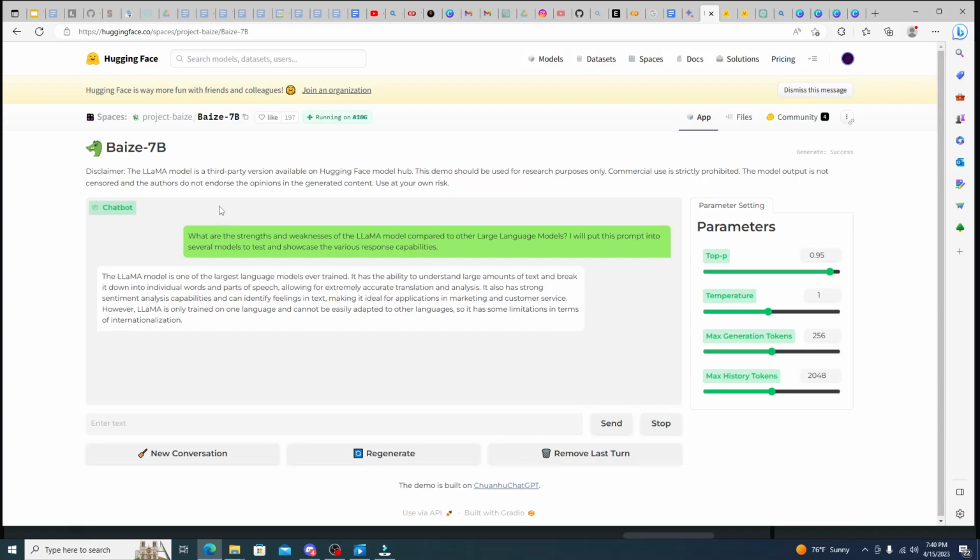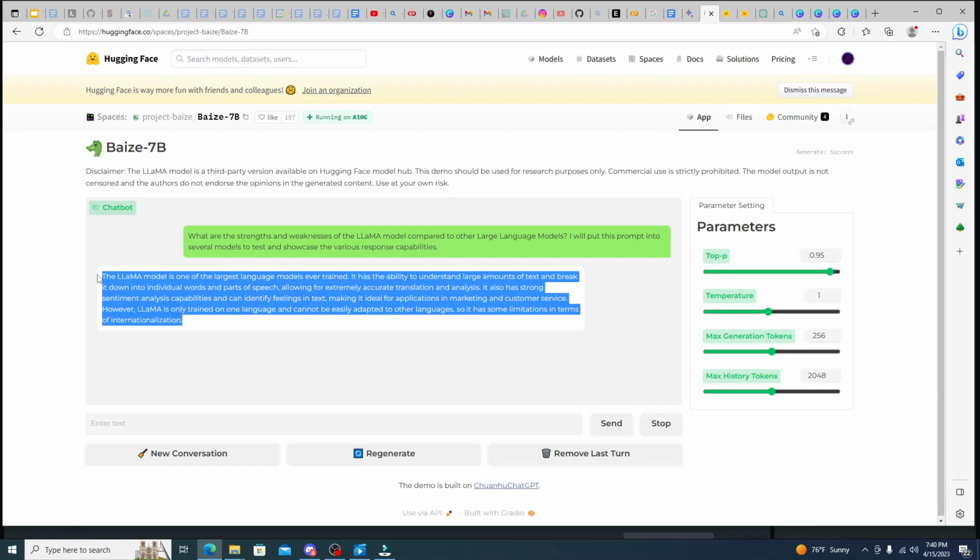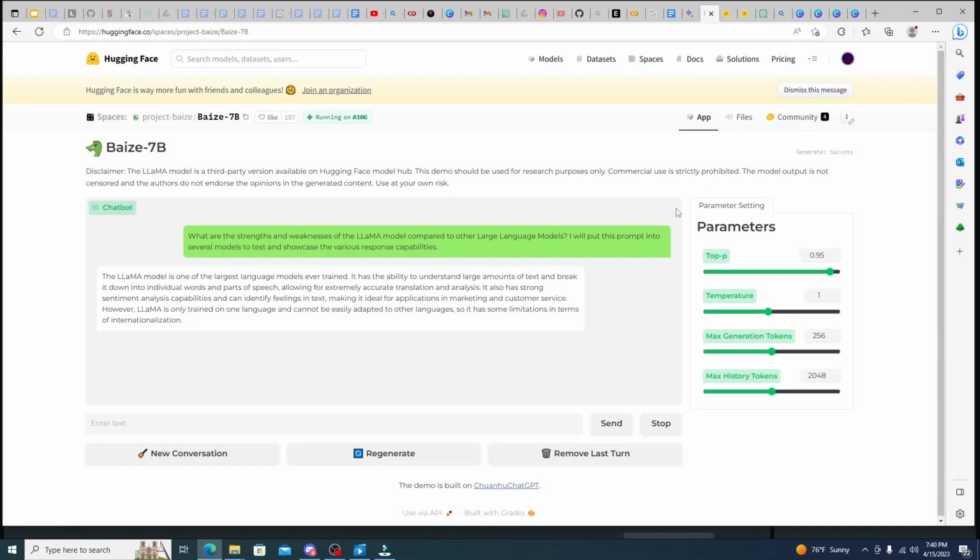So this is called Bayes 7B, and Bayes 7B is a Llama model. And this particular Llama model could say something completely different than another Llama model. Each individual training could have its own personality, and I want to highlight that as one thing within this, and one of the first things as we go through this.